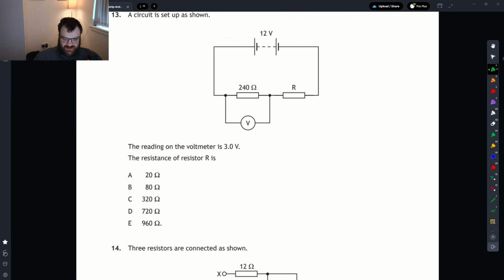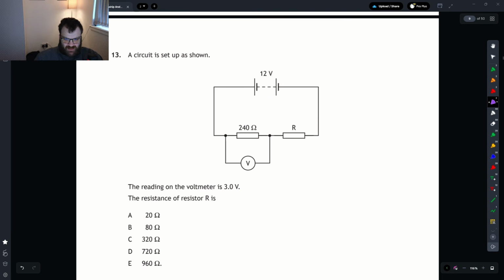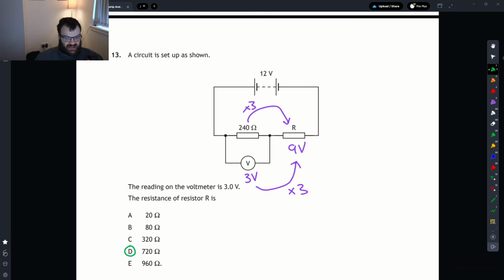In this one, we're trying to work out the resistance of resistor R. Now, they tell us that the voltage across this resistor is 3 volts. The other one has to have 9 volts because the voltage is being split in the series circuit. If we have 3 times as much voltage, the resistance would have to have been 3 times as big. And then 3 times 240 would give you 720 ohms as your answer.